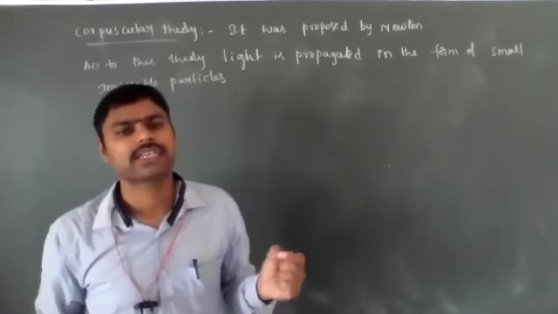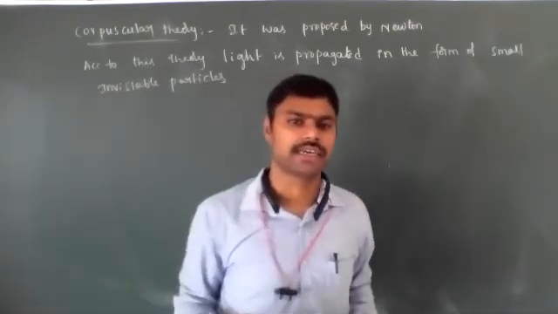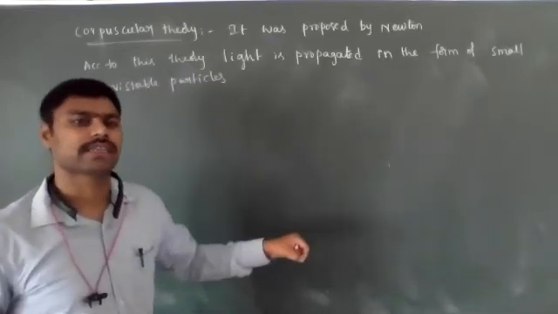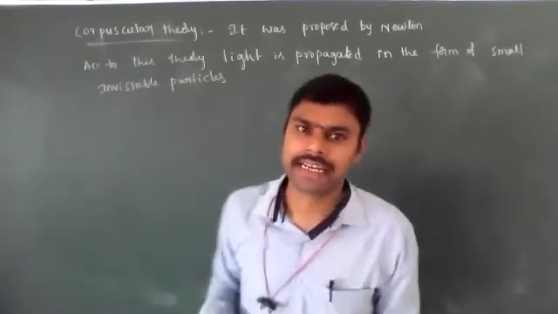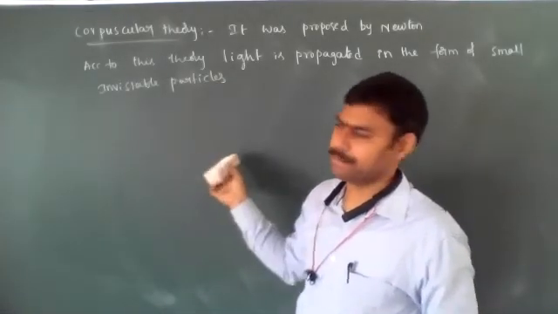Each quantum's energy is equal to h nu, where h is called the Max Planck constant. That is called Planck's quantum theory. So mainly Planck's quantum theory depends on the corpuscular theory, or particle theory.